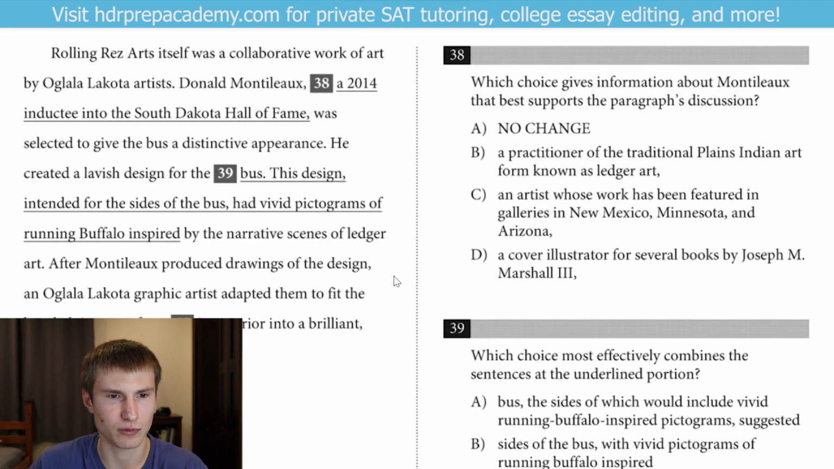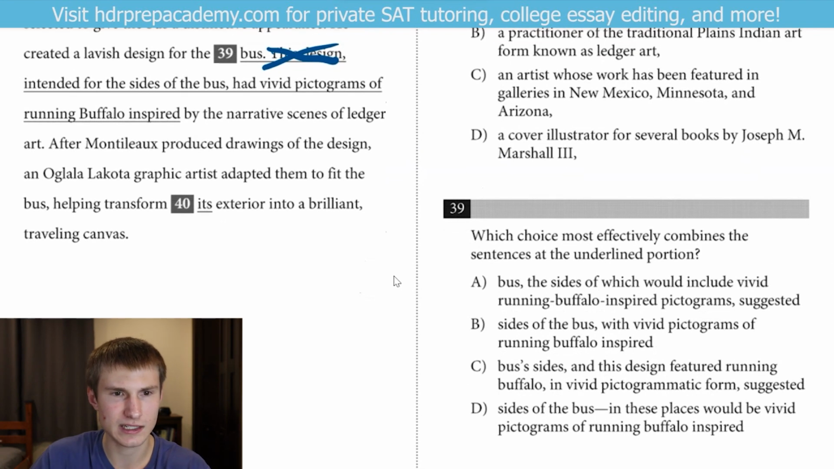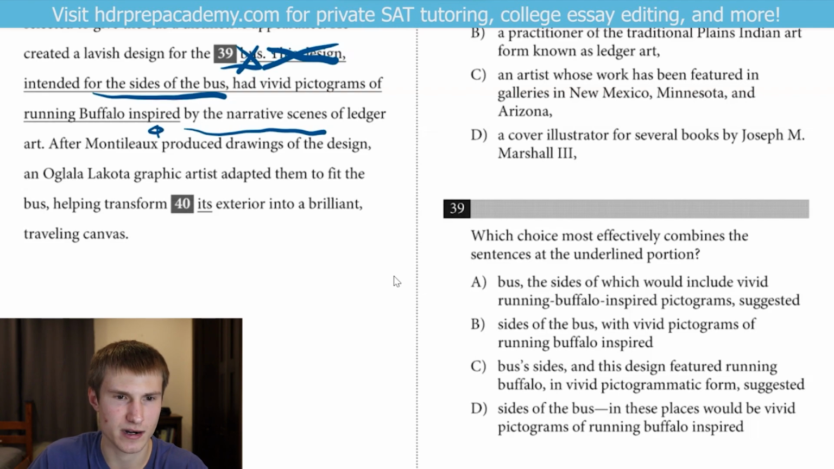So Donald Montileaux was selected to give the bus a distinctive appearance. He created a lavish design for the bus. This design, I don't want to say that again, that's repetitive. We're going to end up combining these sentences. Intended for the sides of the bus, I don't want to repeat bus again. Since we're talking about his design being for the sides, whereas up here we just said for the bus, I'd want to get rid of that somehow. Had vivid pictograms of running buffalo inspired by the narrative scenes, so I'm probably going to need to keep "inspired" in my answer choices for what I'm ending with, my ending word.